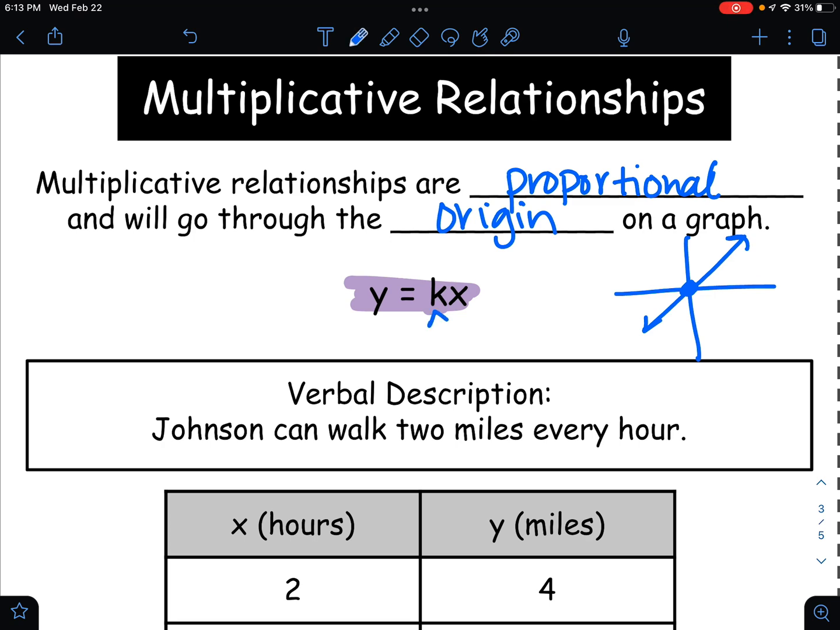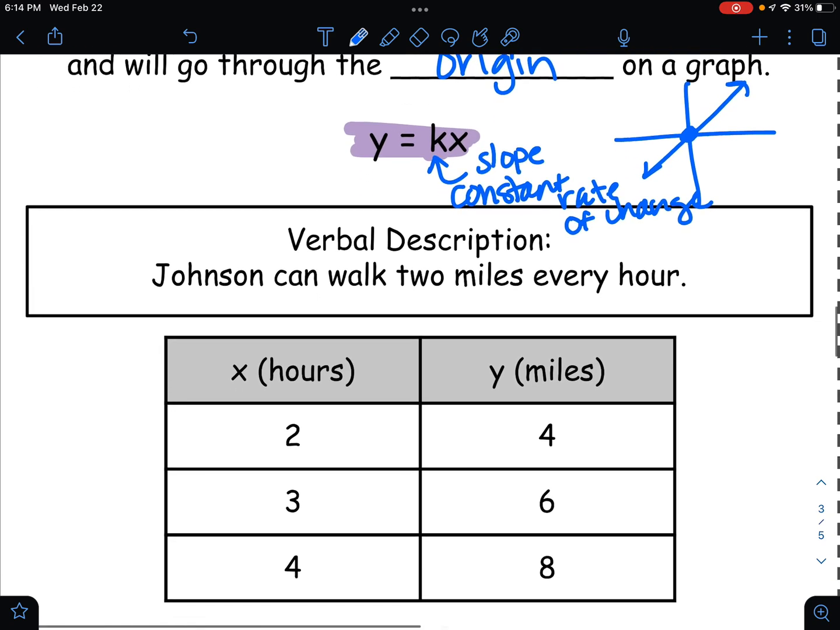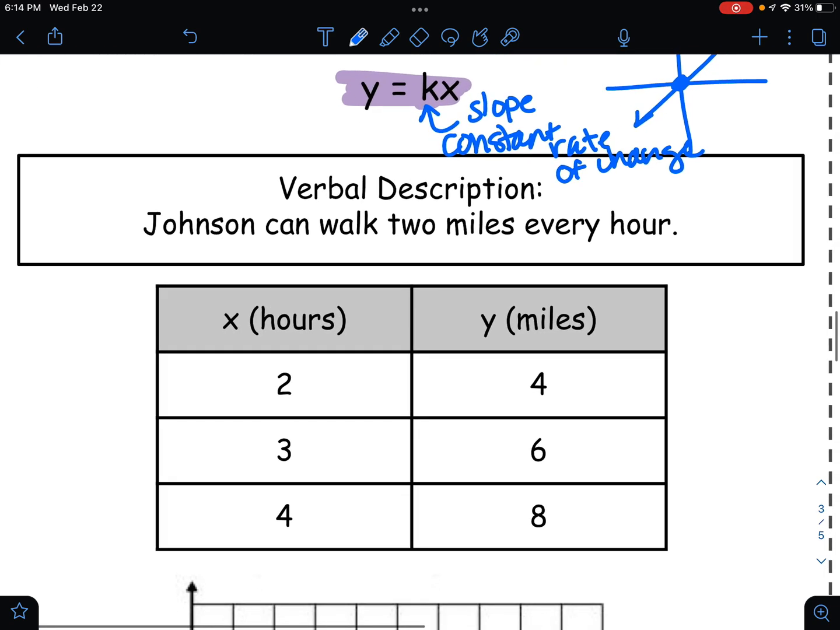Your k is known as something called the slope or the constant rate of change, which is what it will be called in 7th grade, okay? For us, it's just called multiplicative relationships. But just be familiar with those words.